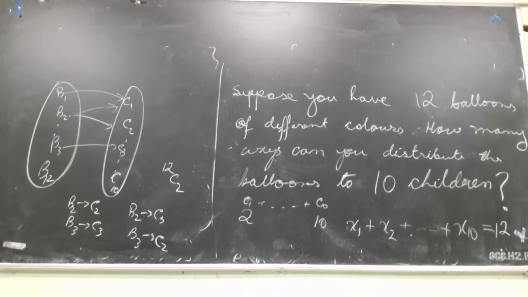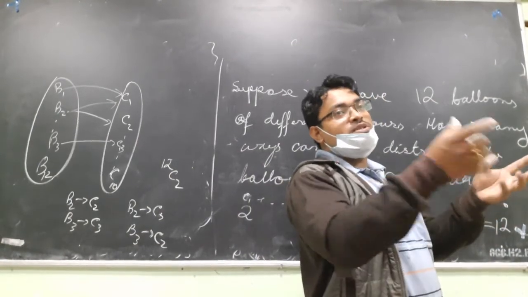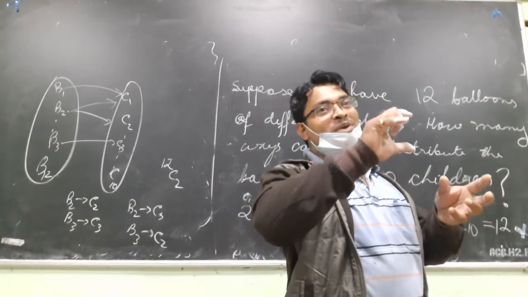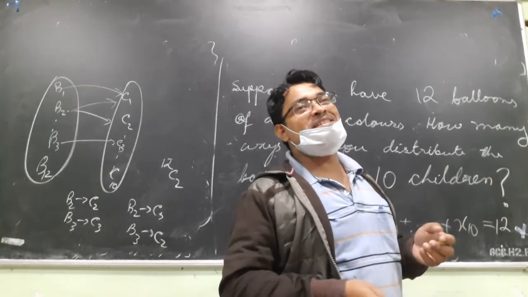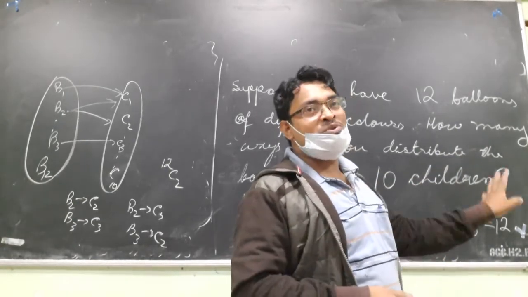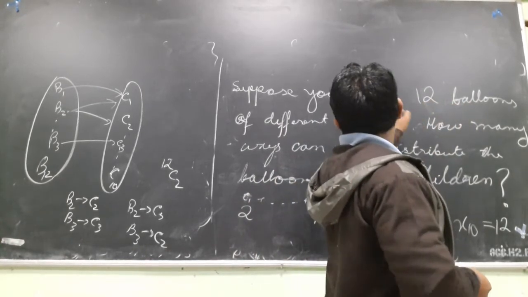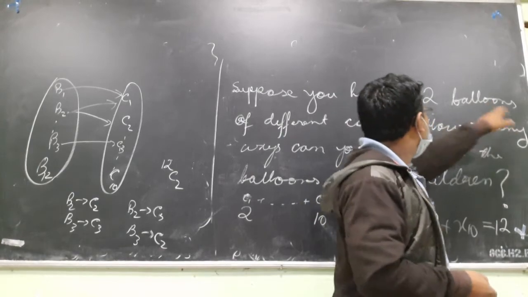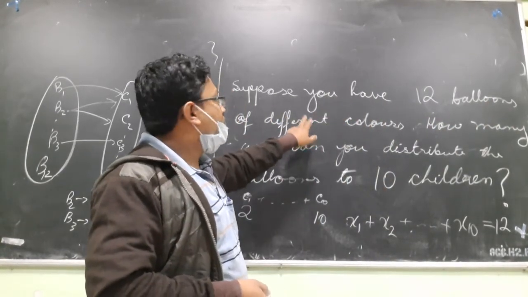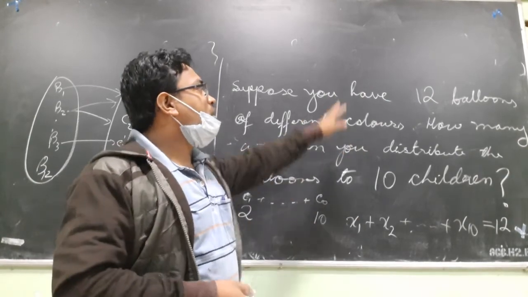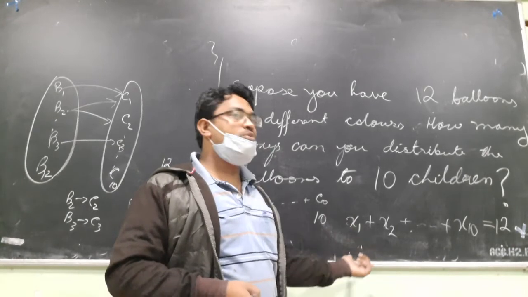Okay. If all the balloons are identical, or say instead of balloons, it is very difficult to make balloons identical. In all probability, the balloons will be of different sizes. So usually balloons will be non-identical. So suppose you have 12 tennis balls of the same color, means identical tennis balls. How many ways can you distribute them to the children?